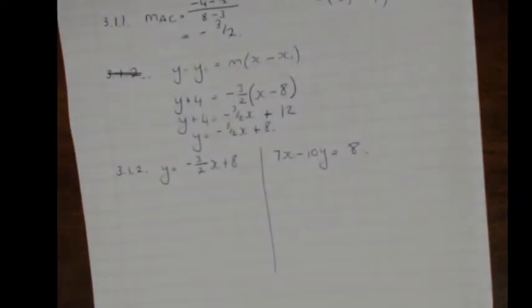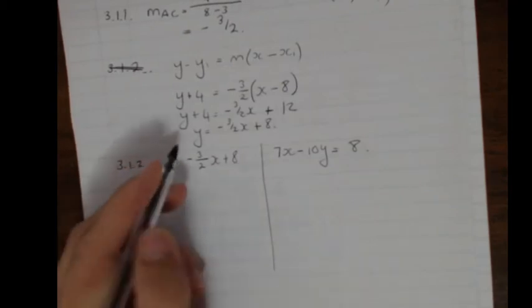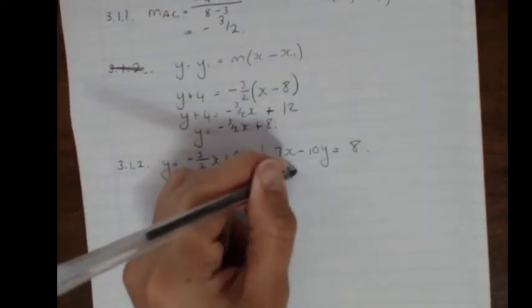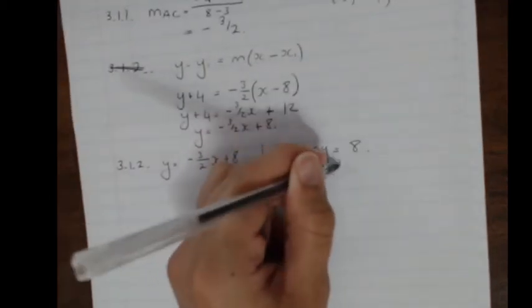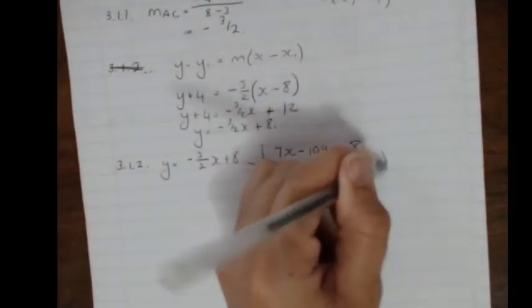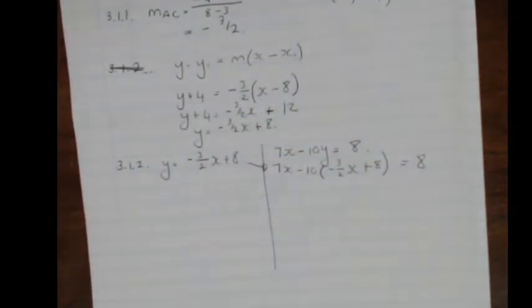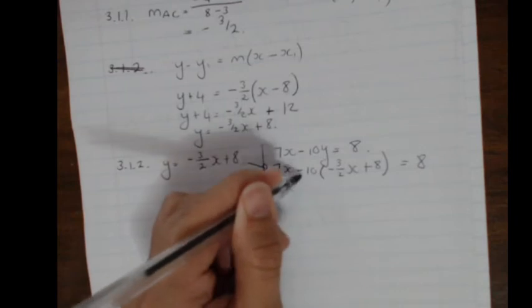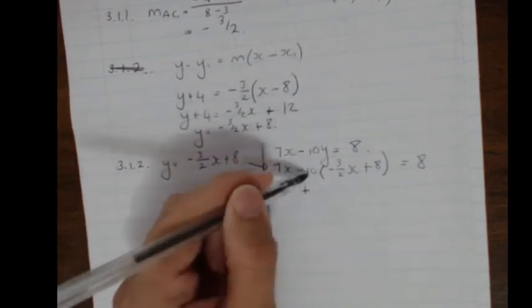Okay, simultaneous equations. I already have the y alone in this one, so I'm going to take that over to this side. 7x minus 10y, which is minus 3 over 2x plus 8, is equal to 8. Okay, and now I want to just simplify this. So I'm going to multiply the 10 in. Negative times negative is going to be positive.